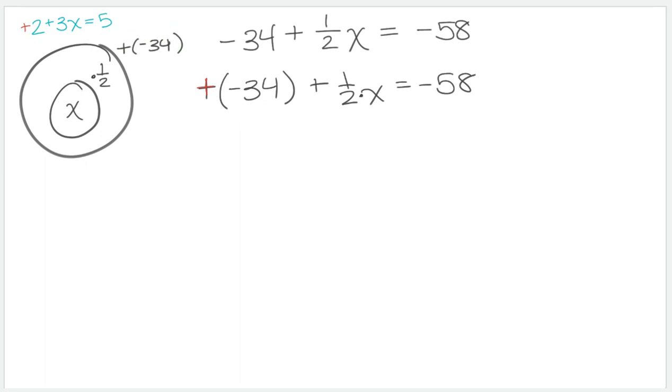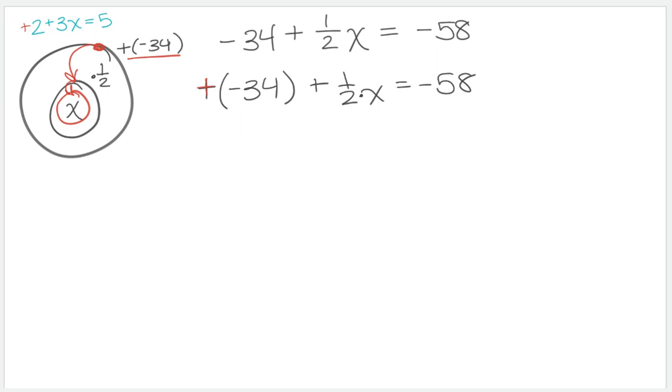In order to get back to our x, we need to use our identity properties and what we know about inverses. We need to start from the outside and work our way back in. The first thing we want to undo is this plus negative 34, and then we work our way in. We need to undo that multiplying by 1/2 in order to solve for our variable. That's how I visualize it, like these boundaries or gates happening to my variable, and thinking about getting all the way back in through them.